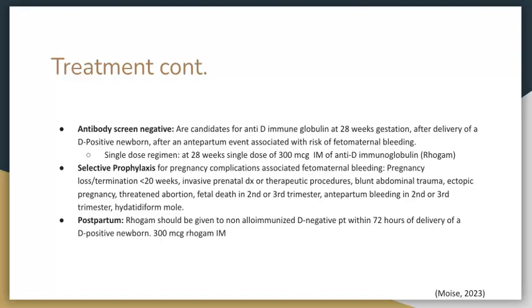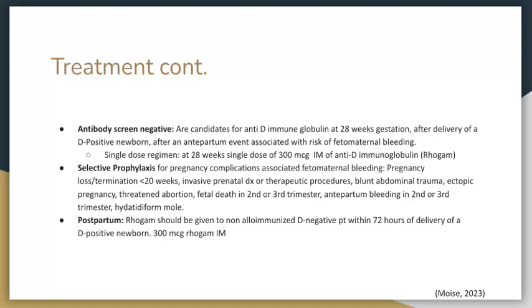So this is a mom that's, say, O negative. You would want to give them RhoGAM at 28 weeks or after delivery of a D-positive newborn, or after an antepartum event associated with risk of fetal-maternal bleeding. And that would be a single dose of RhoGAM at 28 weeks, which is 300 micrograms IM.